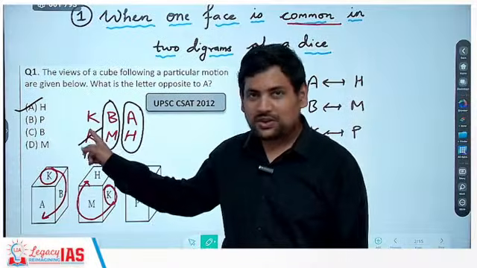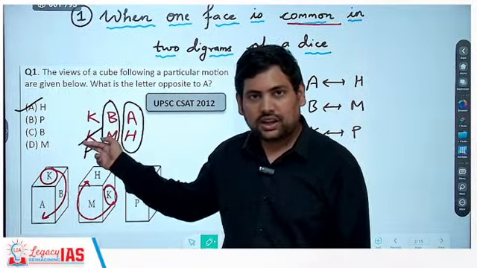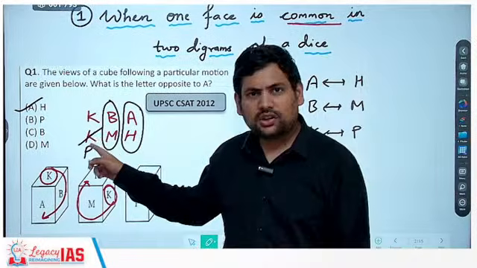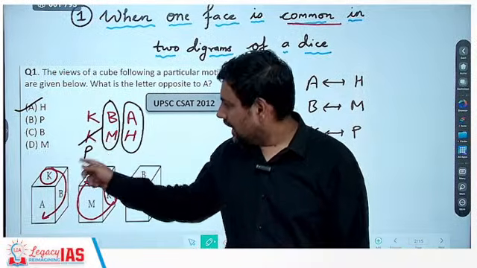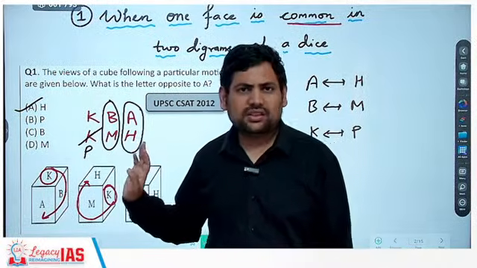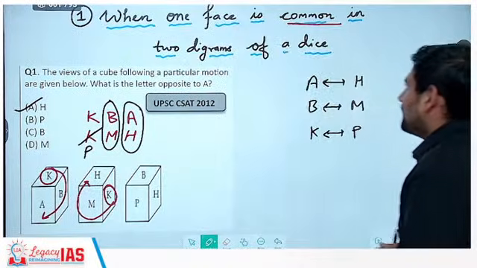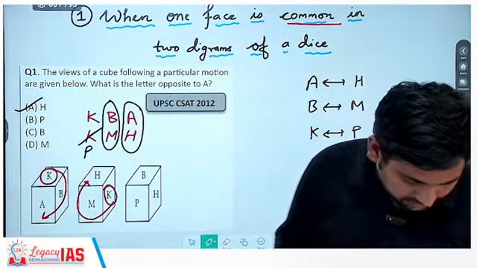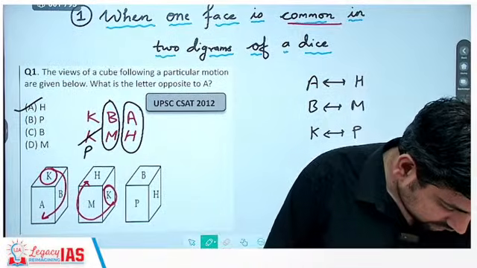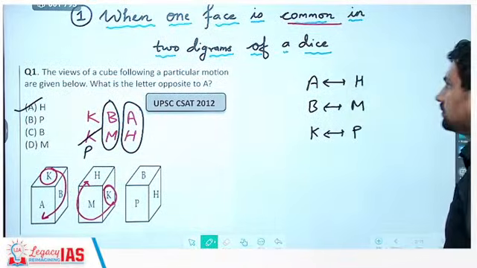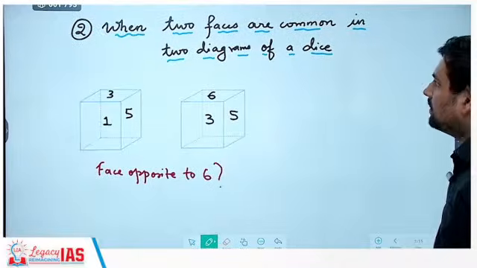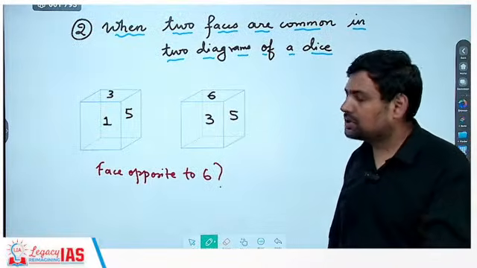Now whichever you see are both there as common, then you have to just write here whatever is the remaining one. Very easy. Now this is for when one face is common in two diagrams. The next thing is when two faces are common in two diagrams of a dice.